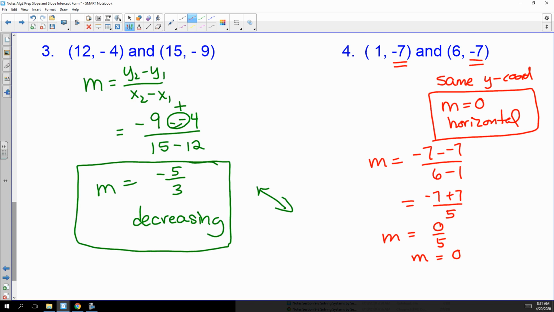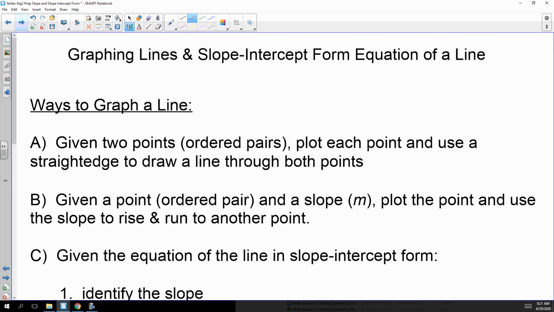All right, let's talk about slope-intercept form and graphing lines a little bit. Let's talk about some ways to graph a line. If you're given 2 points or 2 ordered pairs, you can plot each point, use a straight edge, draw a line through both points, and you've got your line done. Another way is if you are given an ordered pair and a slope, then you could plot the point first and then use the slope to rise and run to another point.